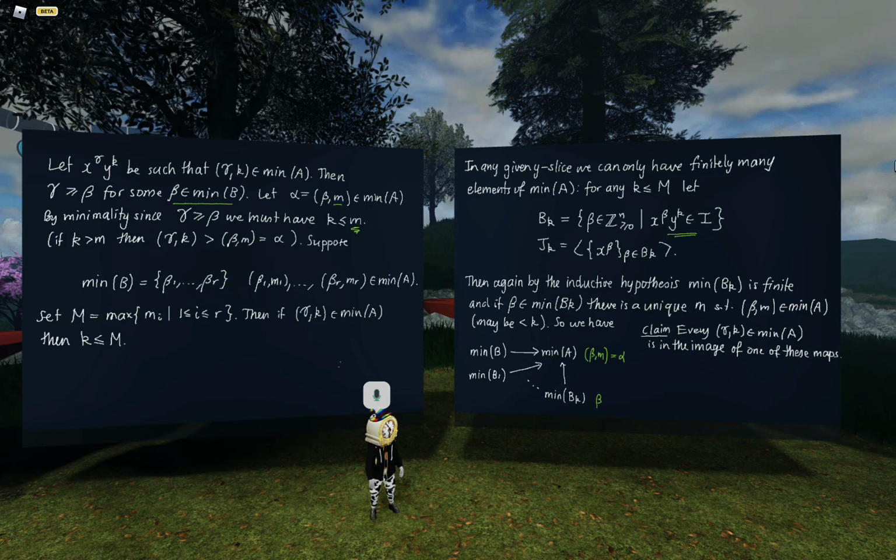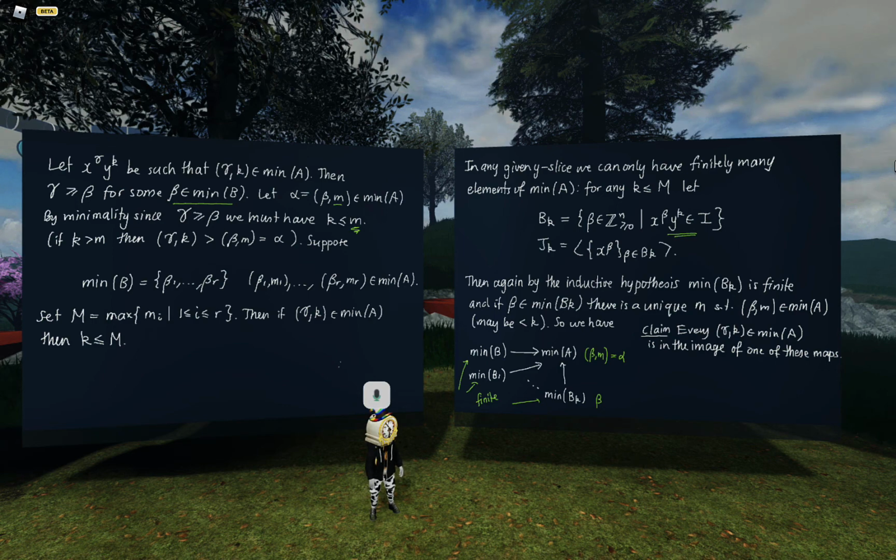Then we'll be done, right? Because these are all finite. So their images are all finite. And if you take the union of all their images, that'll still be finite. So if everything is in the image of one of those maps, then min A itself must be finite and we'll be done with the inductive step. Okay, so I just have to convince you that every gamma k is in the image of one of these maps.